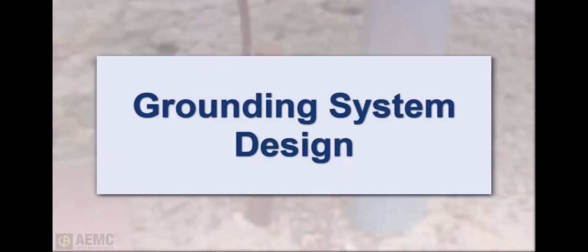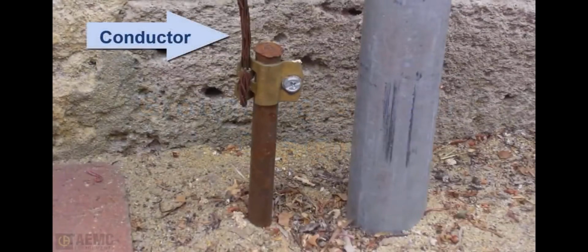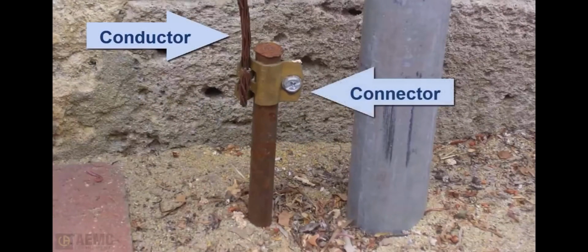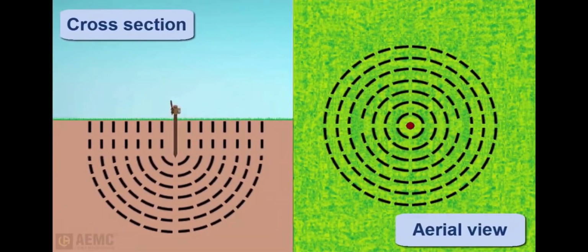A grounding system typically consists of a grounding conductor, a bonding connector, its grounding electrode, typically a rod or grid system, and the soil in contact with the electrode. An electrode can be thought of as being surrounded by concentric shells of earth or soil, all the same thickness, with each successive shell having a larger cross-sectional value over which the resistance is distributed.